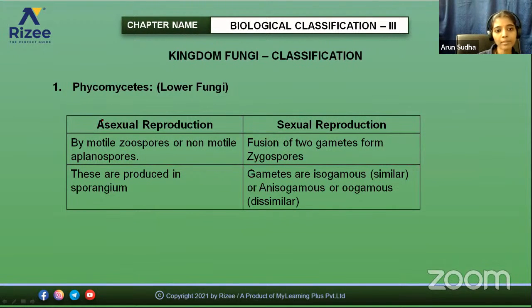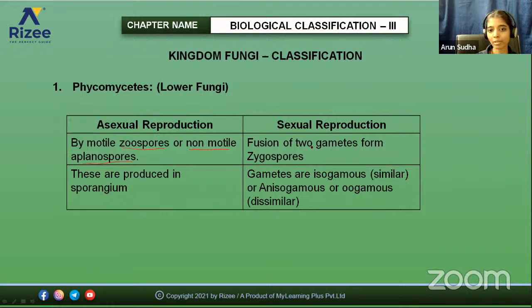So here the asexual reproduction is by motile zoospores. We saw what are zoospores and non-motile aplanospores, and they are produced in sporangium. So we saw how they are produced in sporangium. So these are the modes of asexual reproduction in case of Phycomycetes.